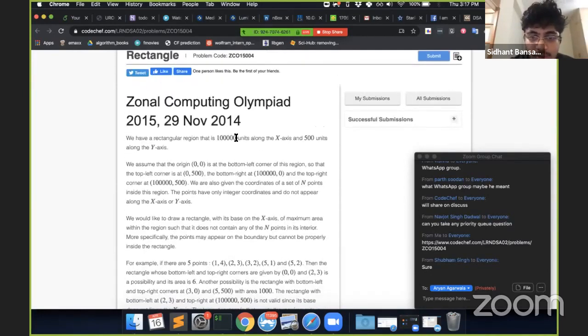One thing that almost all people do, even before coming to logic, is ask what we need in the implementation. The maximum answer possible here is this thing multiplied by this thing, 100,000 multiplied by 500. This is 10 to the power 5, and this is 5 into 10 to the power 2. So the product will be 5 into 10 to the 7. And we know that an integer can store up to 10 to the 9, or more precisely 2 into 10 to the 9. So our answer will never exceed integer.